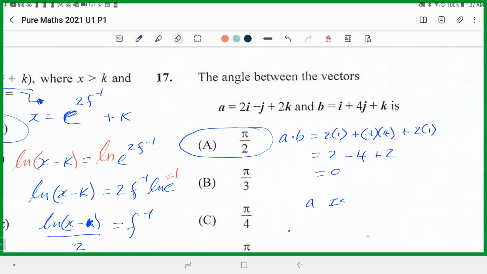A is perpendicular to B. Let's write it like this. So therefore, the scalar product is 0. You can say therefore A is perpendicular to B. This is the symbol for perpendicular.